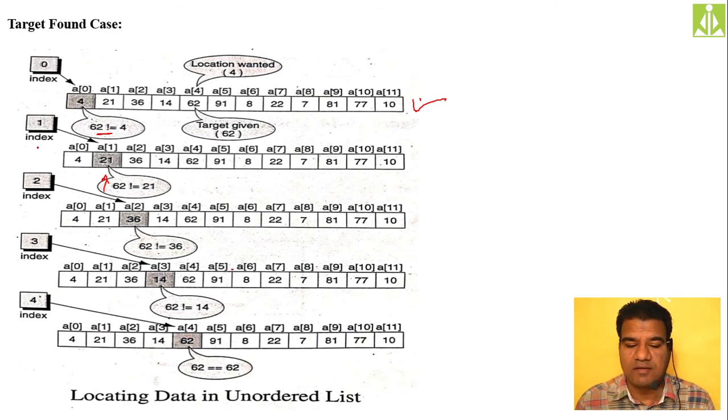You can see here I have written the index. Index 0 we compared, 1 we compared, 2, 3. Likewise, now we are comparing index 4. At index 4 we have 62. So when you compare 62 with 62, the values are equal. The target value and the element in the list are equal. So what we have to do? We have to conclude the searching over here itself, and we have to return the index value. That is fourth index. Fifth location, fourth index value we have to return from this searching operation.